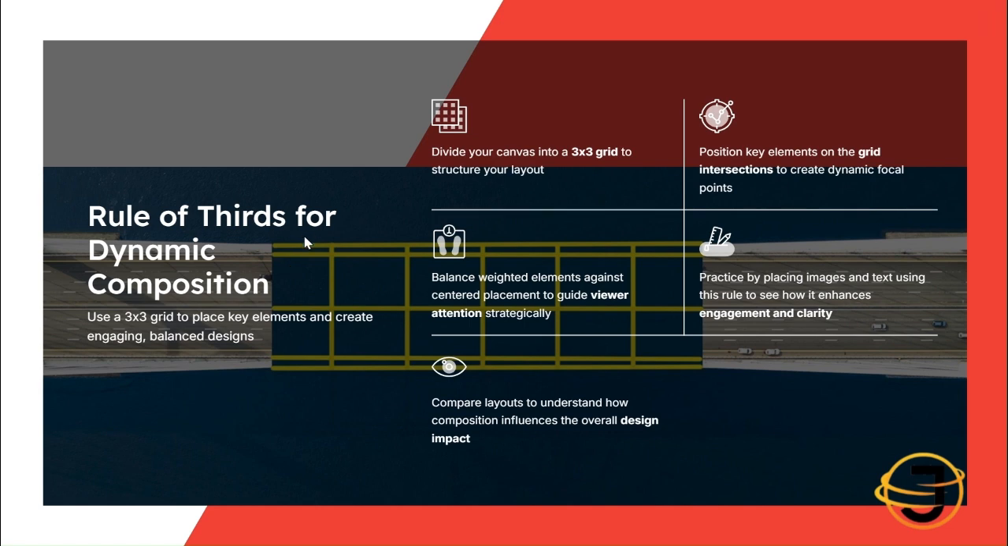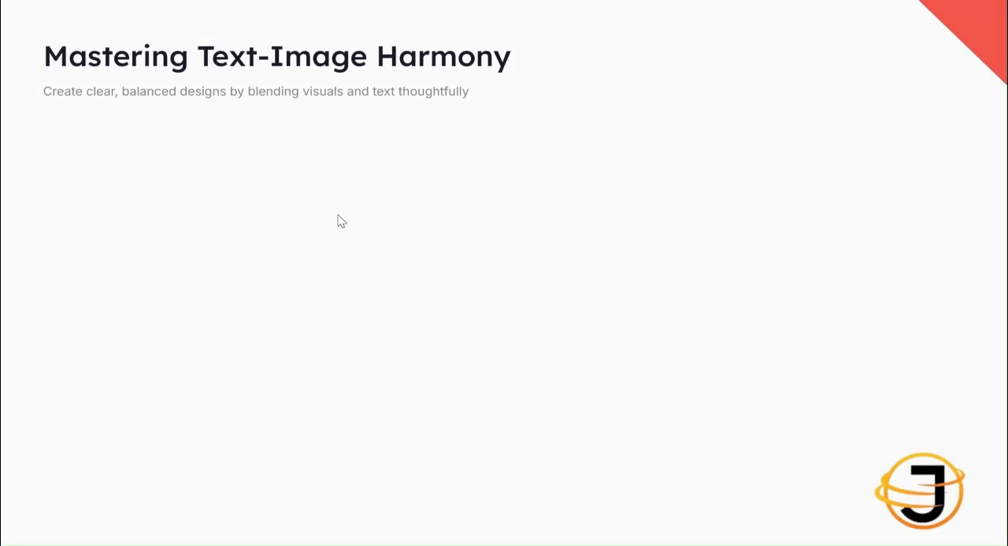So, what does it tell you to do? Divide your canvas into a 3 by 3 structure. Your canvas is your design sheet, your working space. It's just like the paper you use to design. Then you position key elements in the grid, at different places, then balance them against each other. Then you practice by placing images and text, using that to ensure clarity and engagement. And you now compare the layers to understand the overall design. So design is all about practicing, but you must ensure that you get everything in place, right?